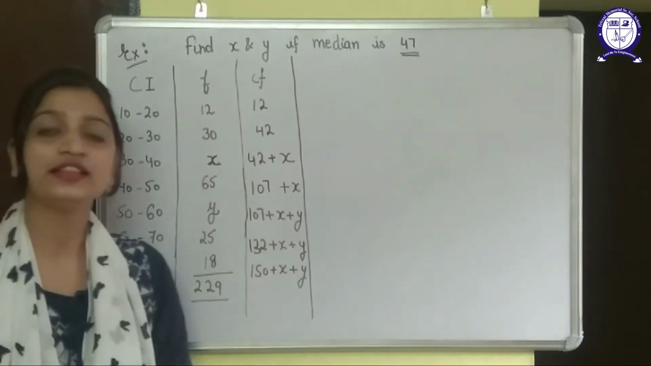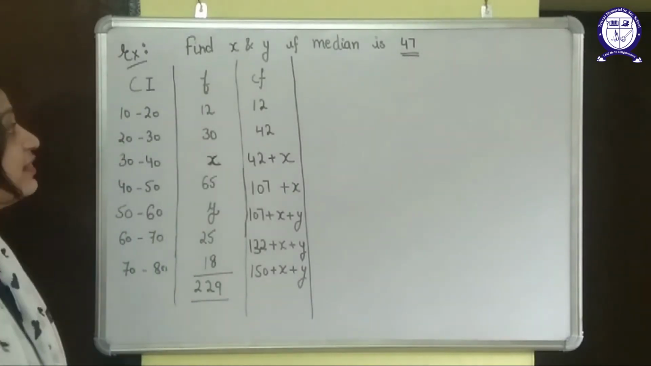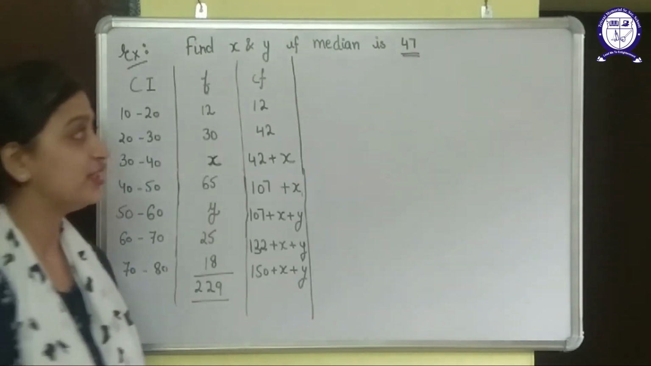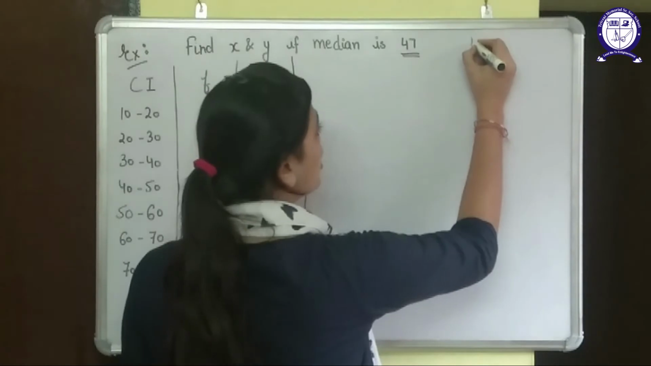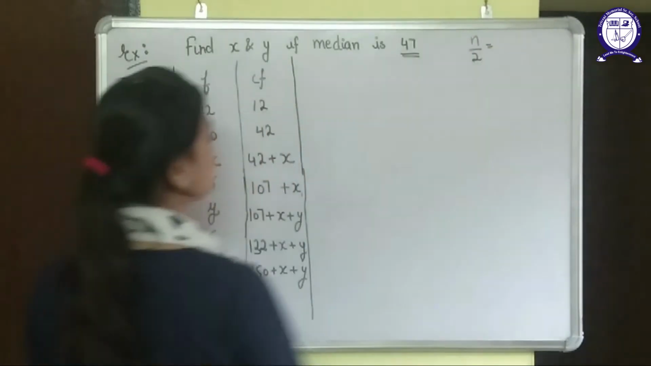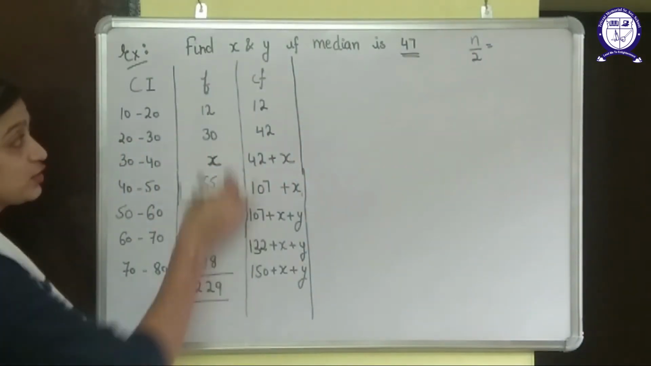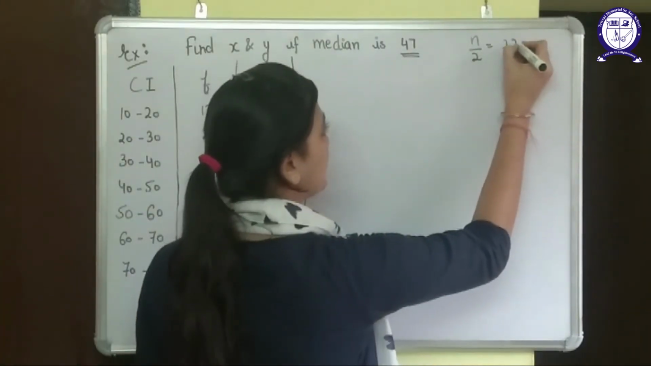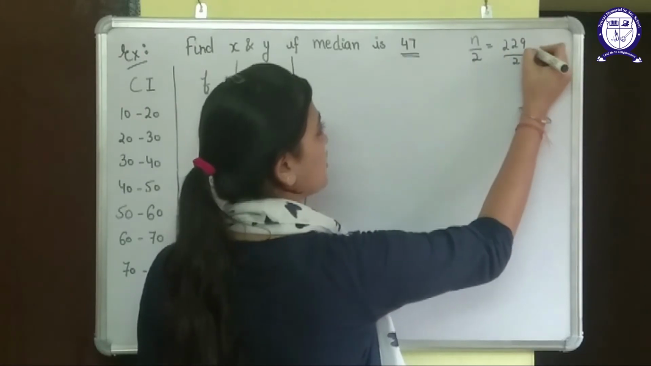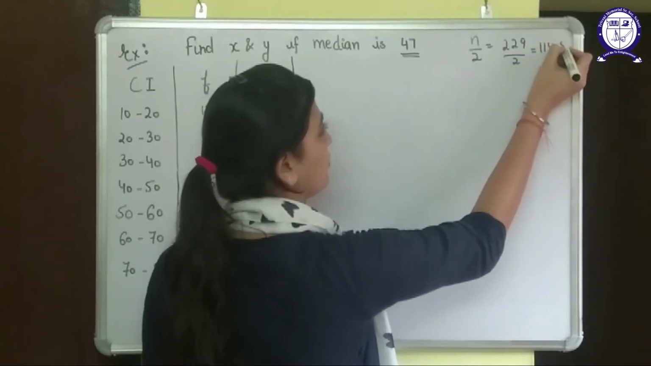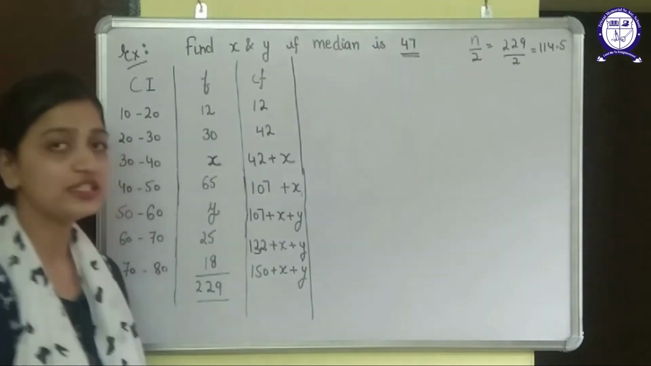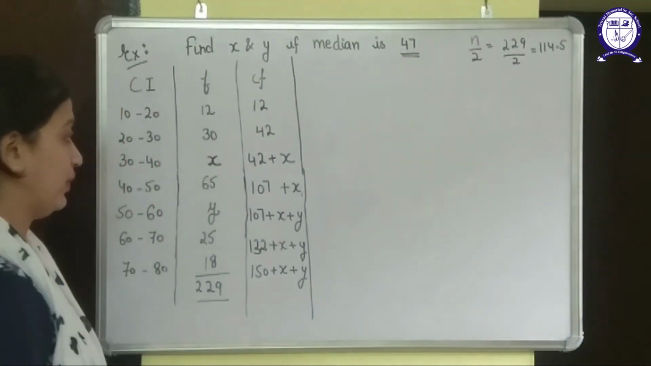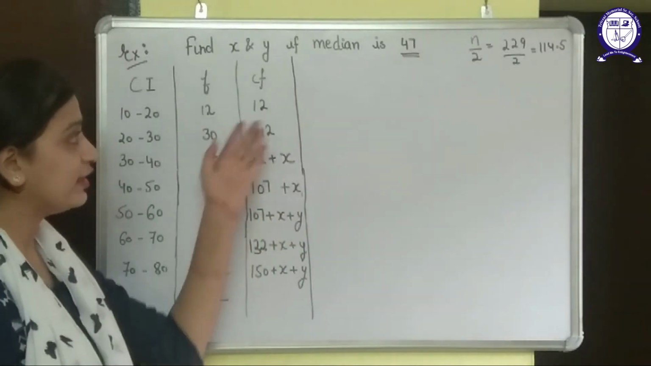Now I need to find the values of x and y, and the median is given. Now the next step of median questions is finding n upon 2. So my n upon 2 is, I can see that n is given to me. That is, the total of frequency is 229. So it will be 229 upon 2, that is 114.5. This is my value of n by 2. Now look at the cumulative frequency. Can I find where my 114.5 lies?